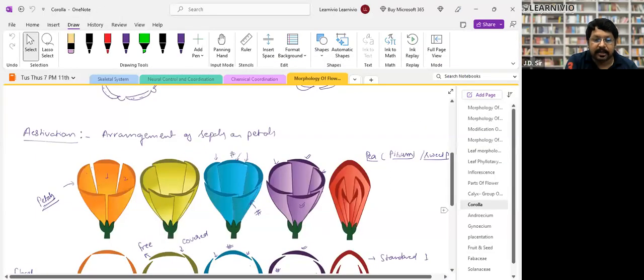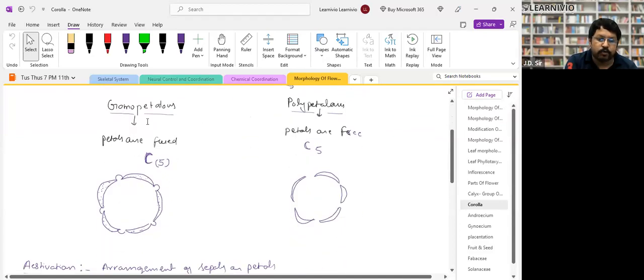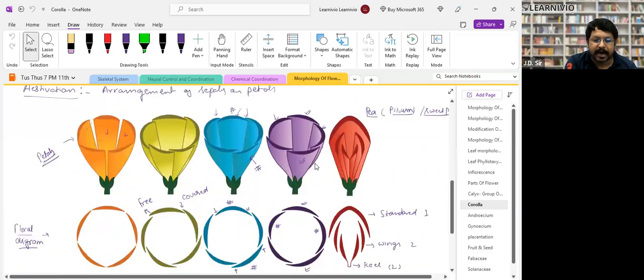Corolla. Again, the diagram of corolla will be like this. A group of petals is called corolla, represented by C. There can be two types. Gamopetalous, if the corolla is united, we will make a bracket. Polypetalous, if the corolla is not united, we will not make a bracket, right?